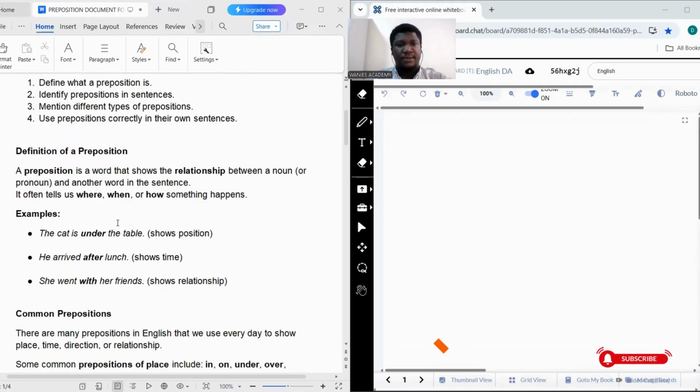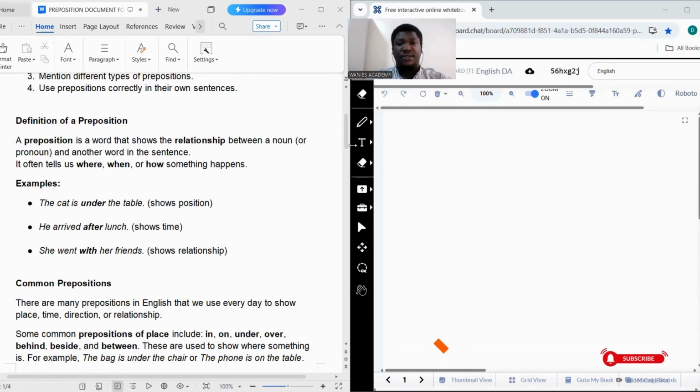What is a preposition? Now, a preposition is a word that shows the relationship between a noun or pronoun and another word in the sentence. It often tells us where, when, or how something happens. Let's look at these examples. The cat is under the table. Now, under is a preposition that shows us position.